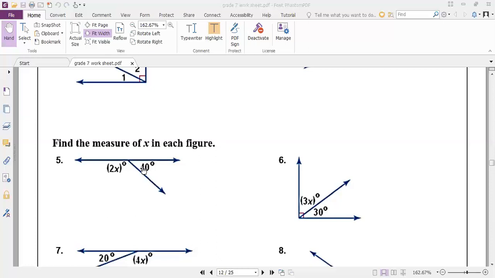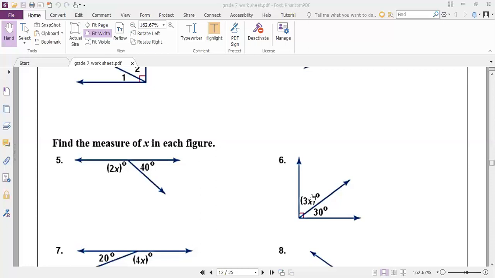Again, the name here is what? Adjacent and supplementary. Here in number 6, I have adjacent, but they are complementary. What is the meaning of complementary, Saleh? The meaning of complementary: the sum of them is equal to 90.